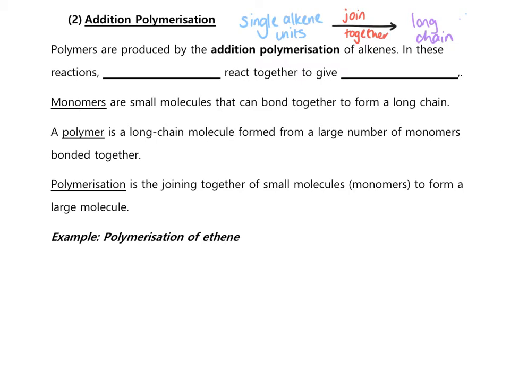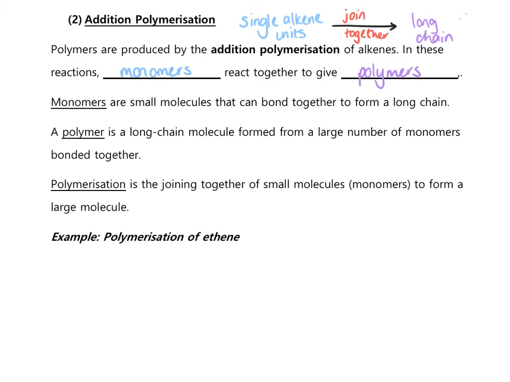It says polymers are produced by the addition polymerization of alkenes. In these reactions, monomers, which are our single alkene units, react together to give polymers, which are our long chains of alkenes essentially. So it says here monomers are small molecules that can bond together to form a long chain. A polymer is then a long chain molecule formed from a large number of monomers bonded together. So essentially monomers are your single units that are joining together to give you a long chain.